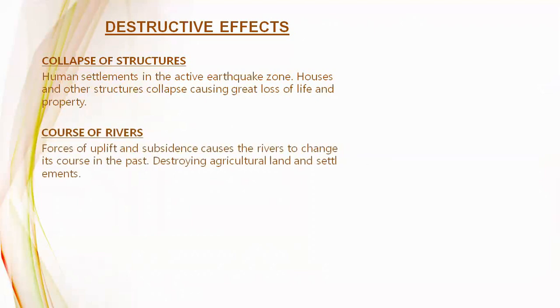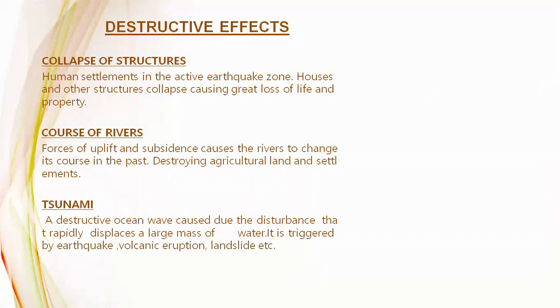Rivers flow in a definite direction all the time, but when an earthquake occurs, due to the upliftment and subsidence of the earth's surface, the rivers tend to change their course of flow, and in that process they destroy agricultural land and habitable land or settlements, causing lots of loss of life and property.